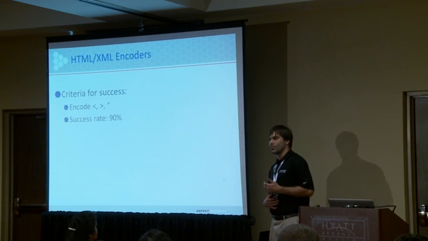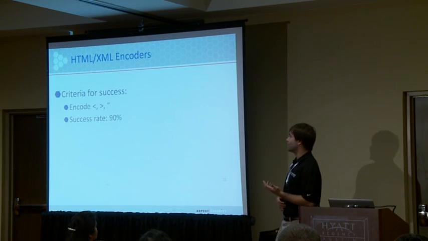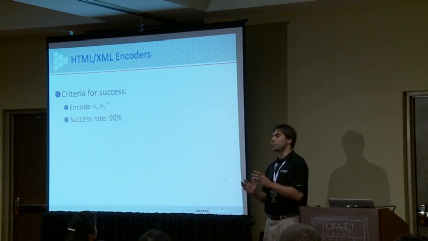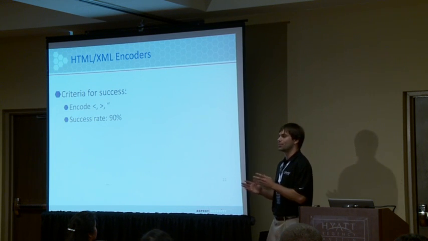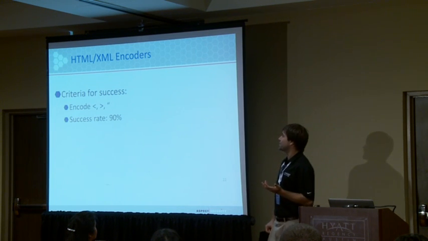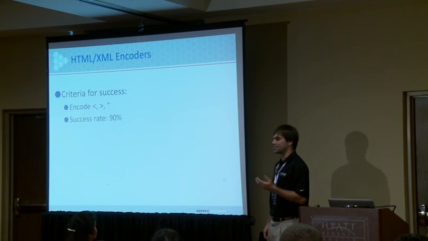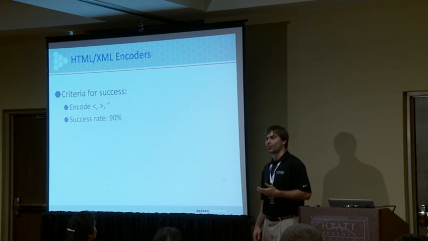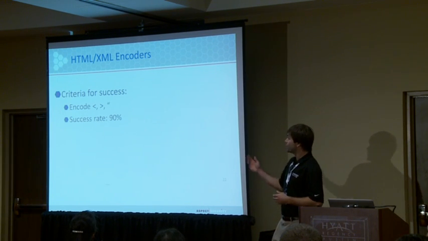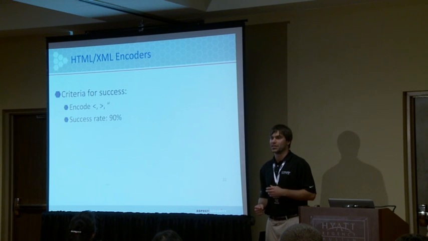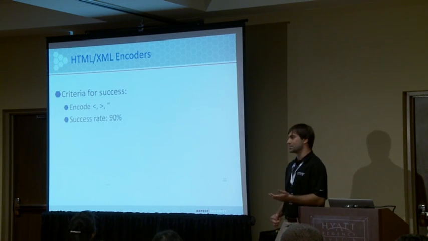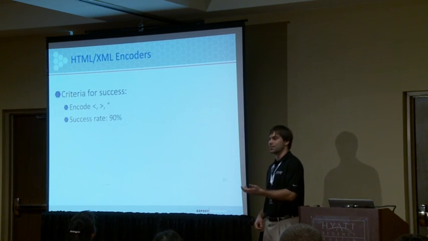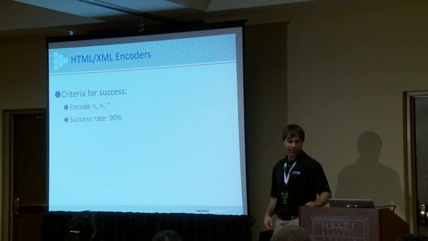We wanted to have some specific criteria for success, for what it would mean for something to be a complete encoder of a certain type. For HTML and XML, we said if it encodes less than signs, greater than signs, and quotation marks, that's a complete encoder, or we're going to count that. And for those, the success rate was very high. It was over 90% of the ones that we found to be encoders in the 80+ range.